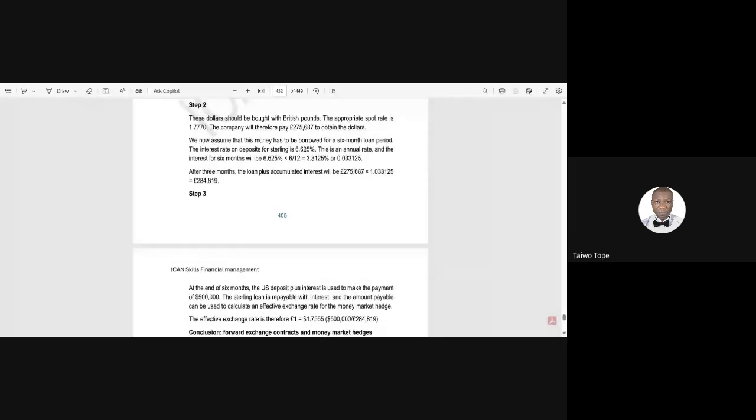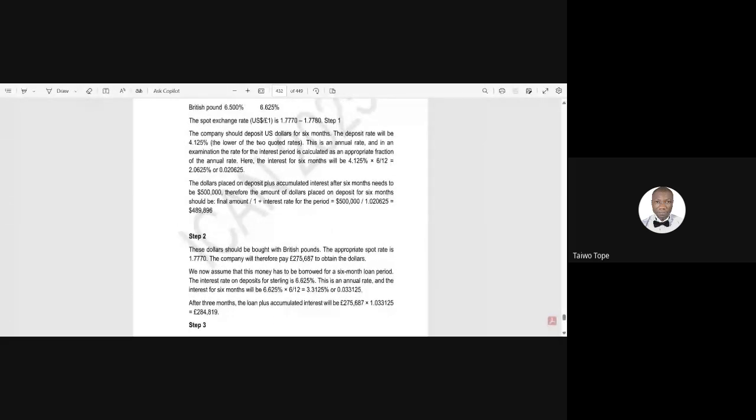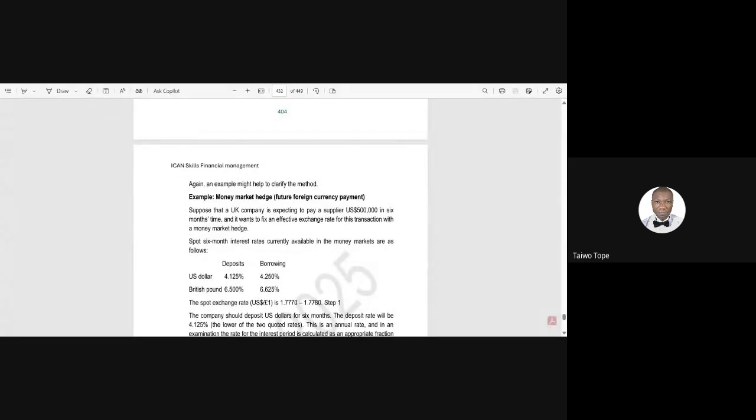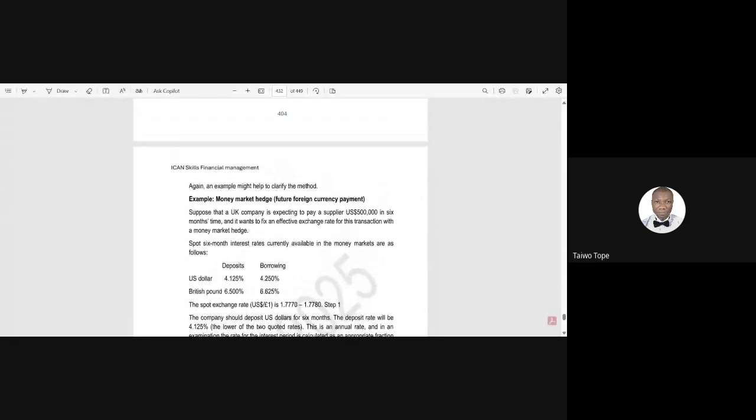But following the approach I've shown using the box, you can easily solve questions on money market hedge. I will forward some other questions in relation to this, so please do well to revise what we discussed.